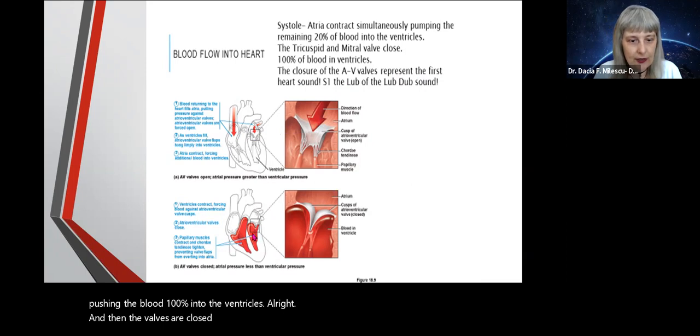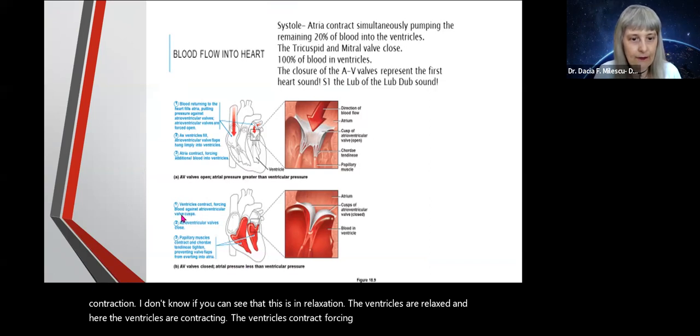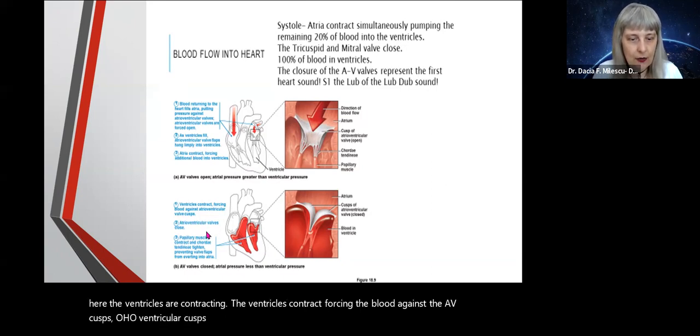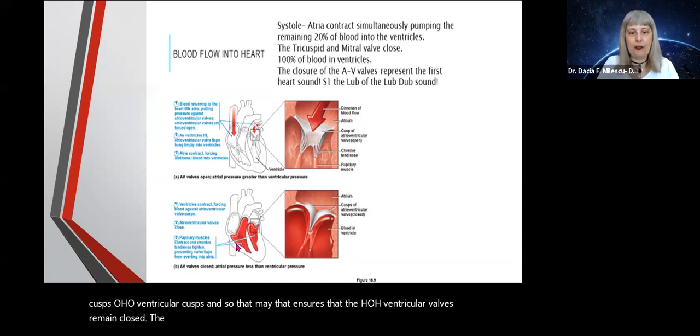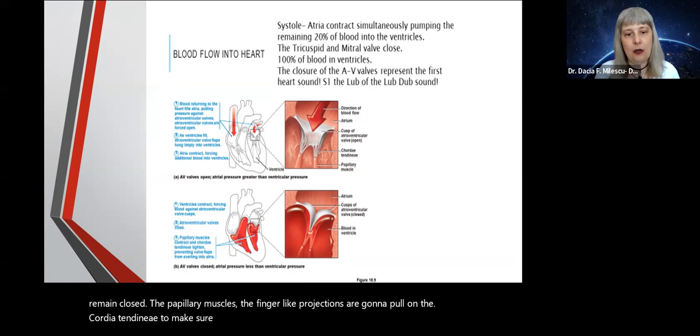Once the ventricular contraction occurs, you can see the contraction. I don't know if you can see that this is in relaxation. The ventricles are relaxed, and here the ventricles are contracting. The ventricles contract, forcing the blood against the AV cusps, so atrioventricular cusps. And so that ensures that the atrioventricular valves remain closed. The papillary muscles, the finger-like projections, are going to pull on the chordae tendineae to make sure that the valve stays closed.